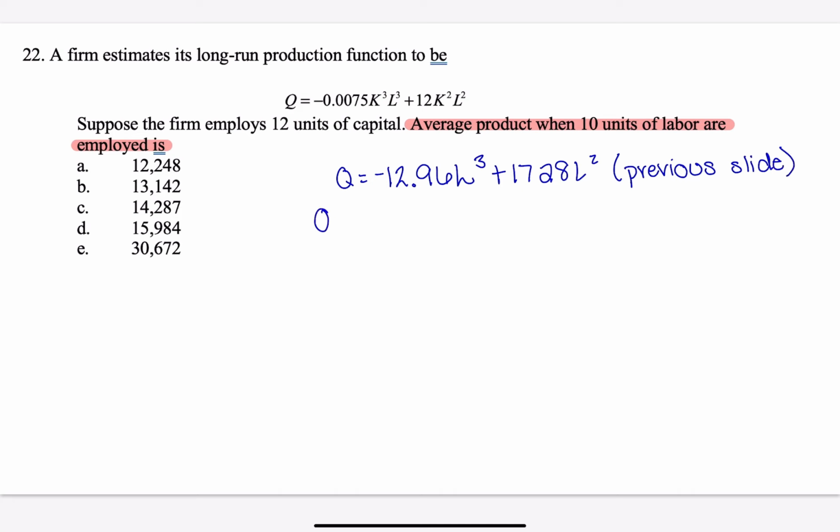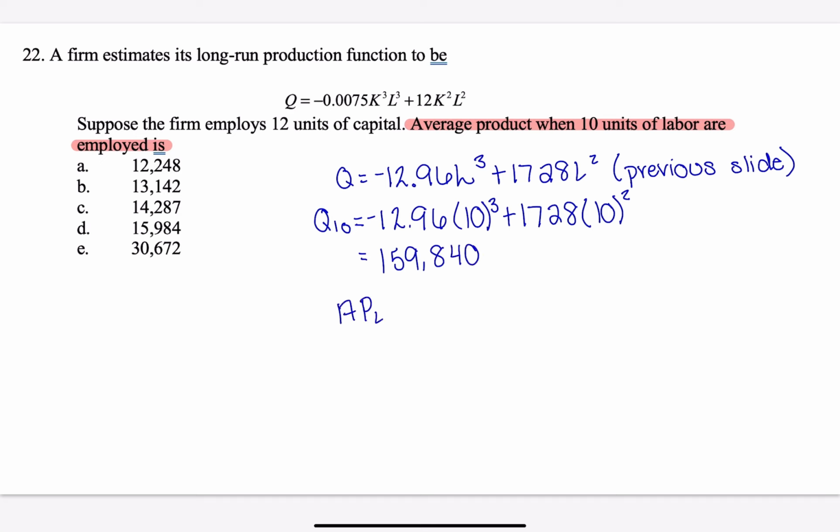So then we're going to substitute in 10 for our L. So negative 12.96 times 10 to the third plus 1728 times 10 squared. It's going to give us 159,840. Our average product of labor is defined as Q divided by L. So 159,840 divided by 10 is 15,984. Or D.